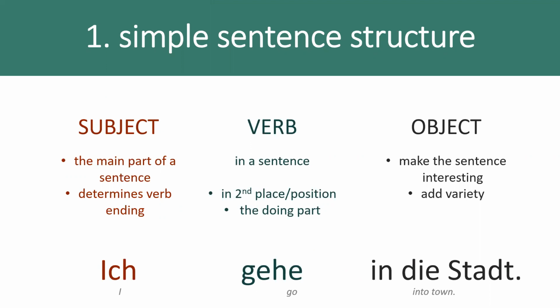So, as you can see, the verb stands in second place. Wie ihr seht, steht das Verb an zweiter Stelle. And the ending of the verb gehe is there because of the ich. Ich gehe. So, ich gehe in die Stadt.